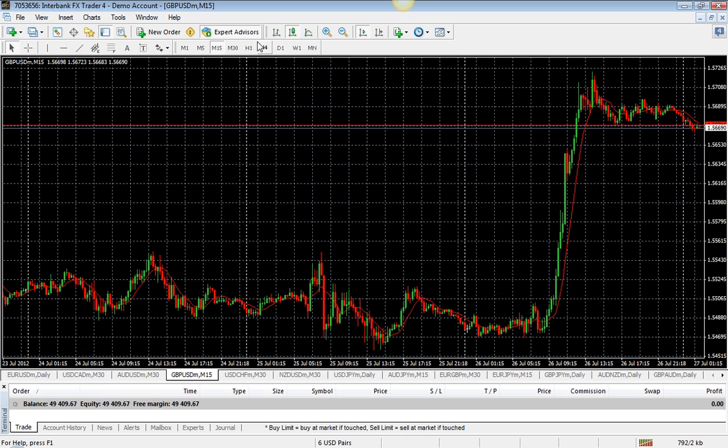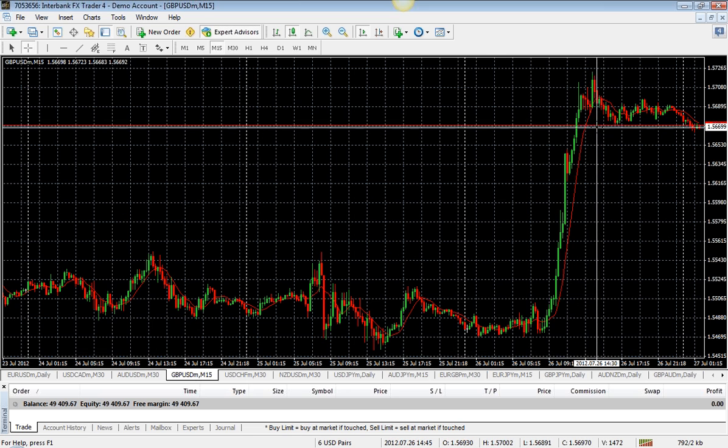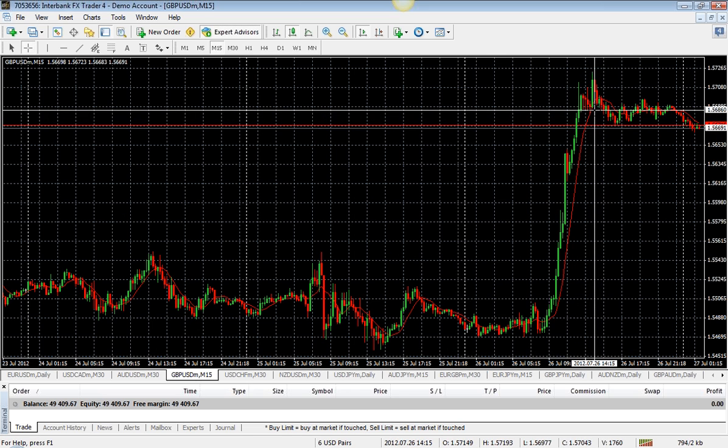So I don't really start trading until the United States equity markets open up, and that's about 1400 GMT time. So that's right around here. The United States markets opened up.